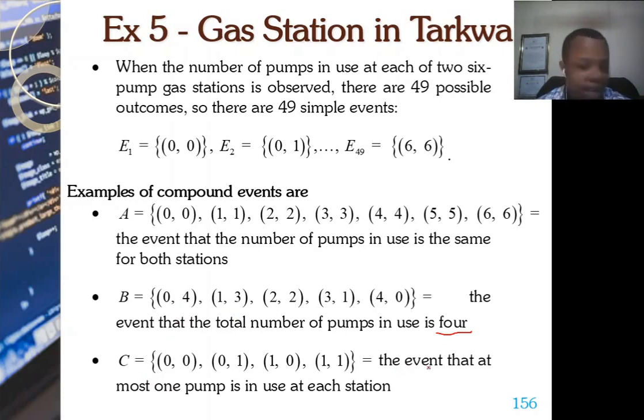Also, we can look at an event that at most 1 pump is in use at each station. Because of this word, at most, it means that there could be 1 or none at all. So we could have (0, 0), (0, 1), (1, 0), (1, 1). So these are all situations whereby we could split our event into simple and compound.